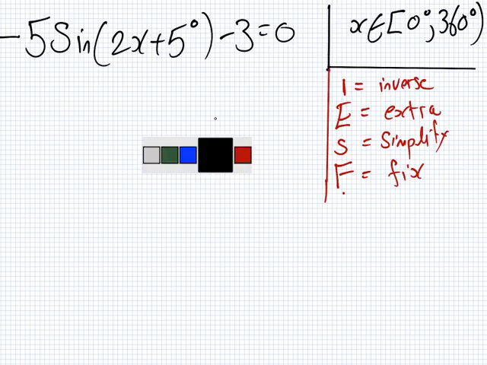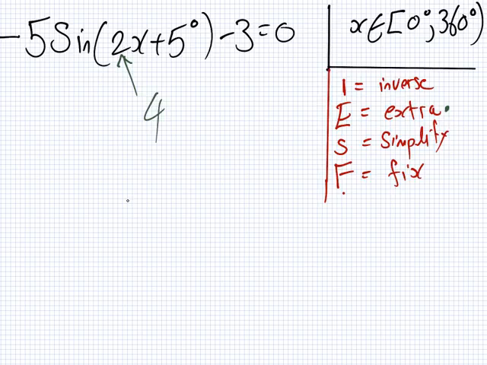But just before I do, I just want to talk a little bit about E for extra. In the examples we've done so far, we usually have 2 answers, but sometimes we have 4 answers. So how can we tell how many answers we have? Roughly, we should get twice this number. So if this is a 2, we should have 4 answers. If it was a 3, we should have 6 answers, and so on. Okay, so I'm expecting 4 answers for this equation.